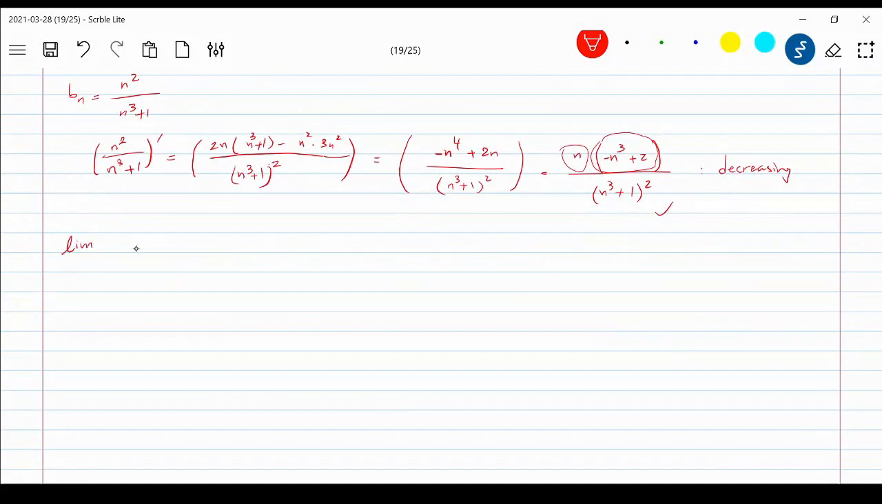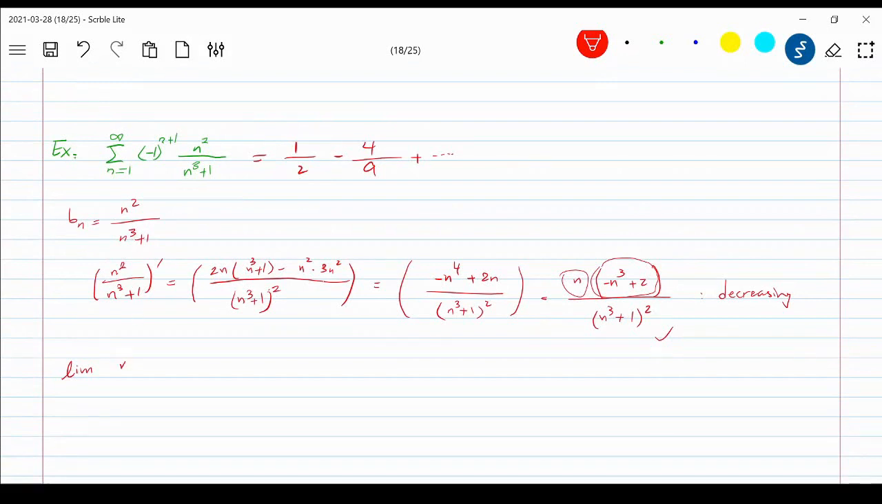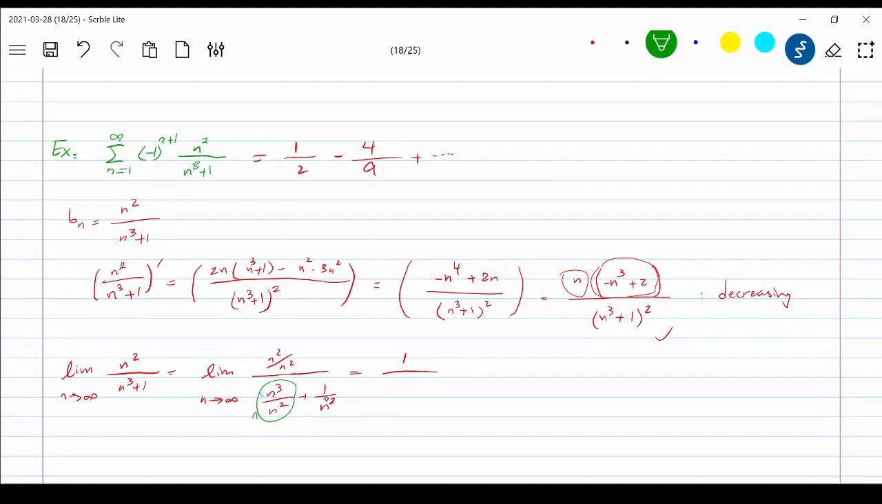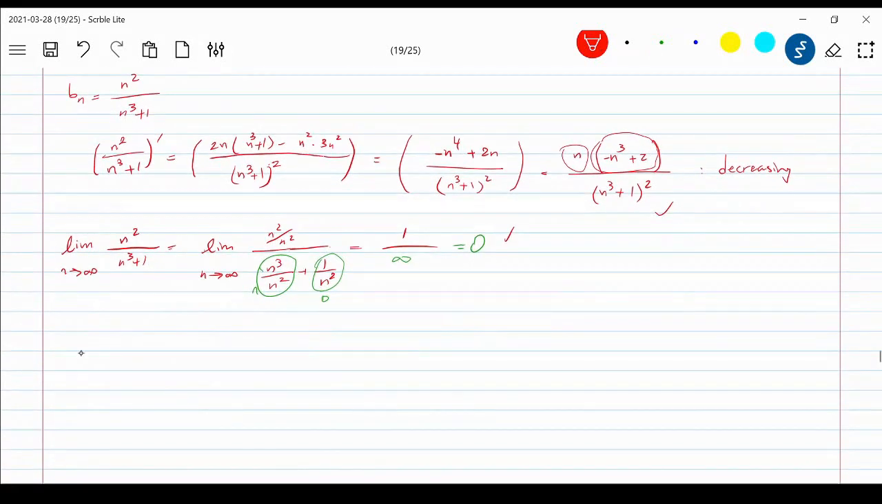Is the limit of bn, the limit of n squared divided by n cubed plus 1 as n approaches infinity, 0 or not? This is the second condition, and if we divide everything by n squared, maybe that would be better. Just to remind you of how you calculate this limit as n approaches infinity. You can use L'Hopital's rule as well, that's totally fine. And this becomes 1 divided by infinity, because this simplifies to simply n, and here this one would be 0. So you have 1 divided by infinity, which basically gives you 0. So it means that we satisfy the second condition as well. So now I can say the summation of negative 1 to the power n bn is convergent.